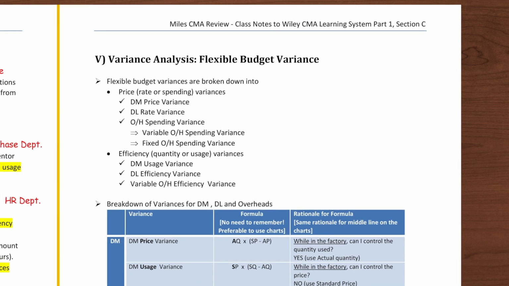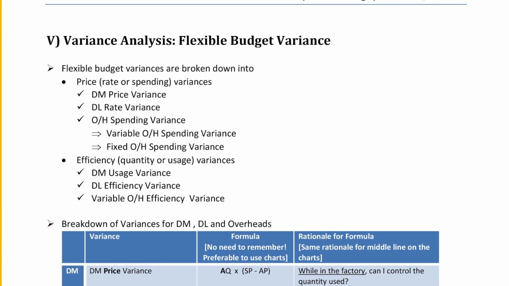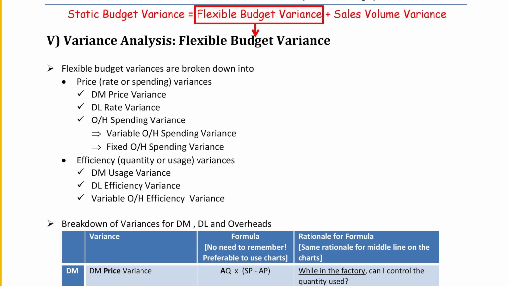We are looking at the analysis for flexible budget variance. Now we know that static budget variance is equal to flexible budget variance plus sales volume variance. Now put a box around flexible budget variance and draw an arrow downwards because that's our focus in this section.